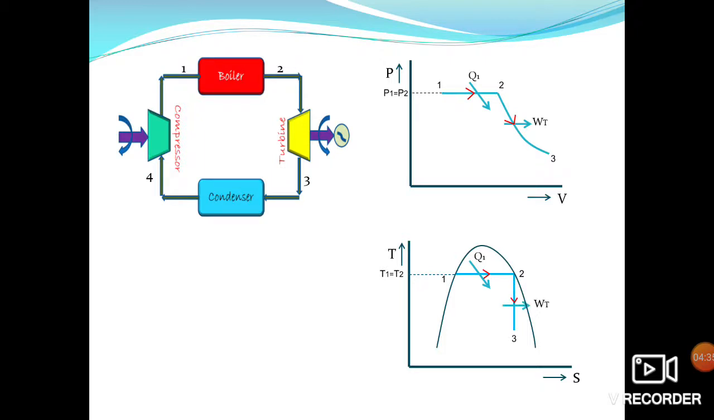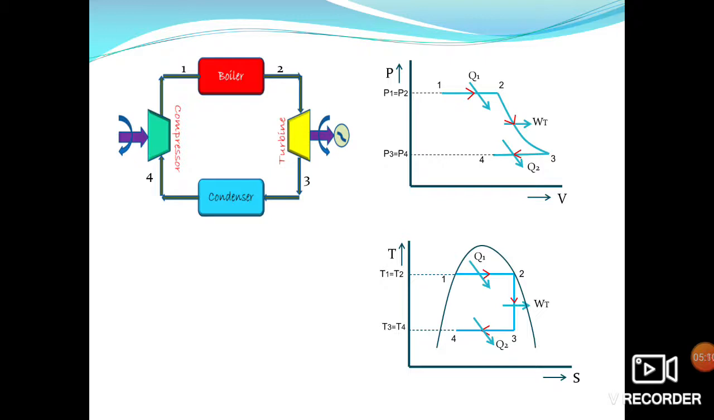Now the exit steam from the turbine will be given to the condenser. The condenser will reject all the heat given to the steam by the boiler. So it will be exactly reverse. You can see 1 to 2 is isothermal expansion, whereas 3 to 4 will be isothermal compression. So here in PV diagram, P3 is equal to P4 and in TS diagram, T3 will be equal to T4.